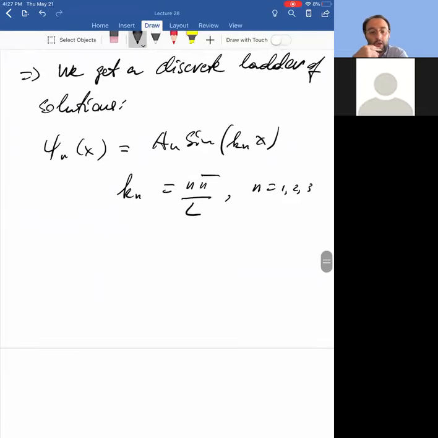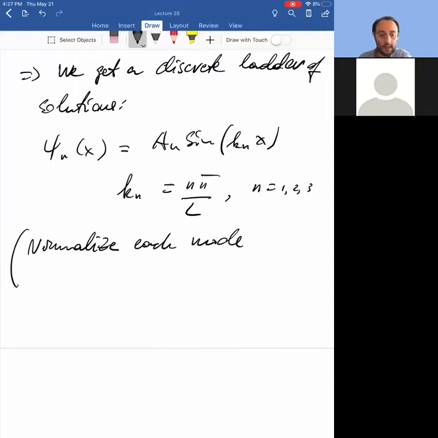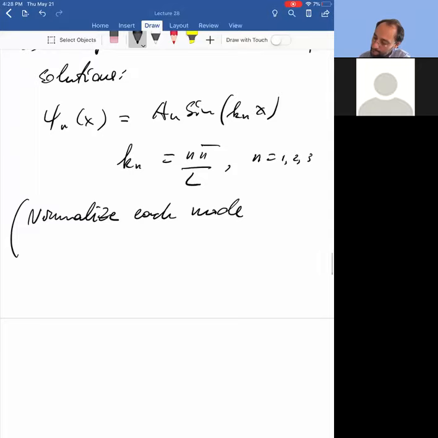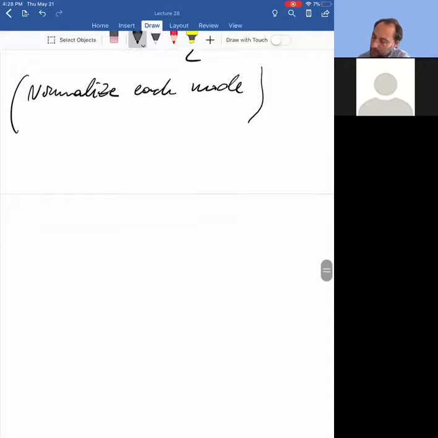Next thing, what I'm going to do is normalize each modal wave function. It's not necessary, but it will make the set of modes that we can choose from a little bit cleaner, nicer. It will already be pre-normalized. So normalize each mode, right? So what does it mean to normalize each mode?